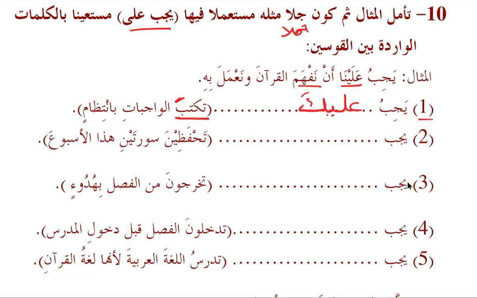What's the meaning of the sentence? So we change the damma to fatha because it's mansub because of أن. يجب عليك أن تكتب الواجبات بانتظام. It is compulsory upon you to write the homework بانتظام. It's like in order, neatly, very clear and neat as well.